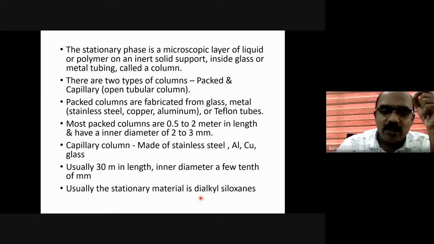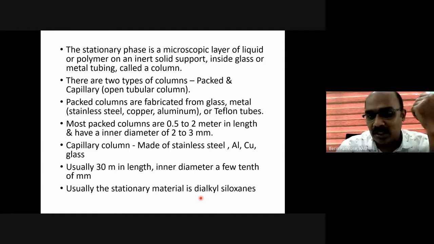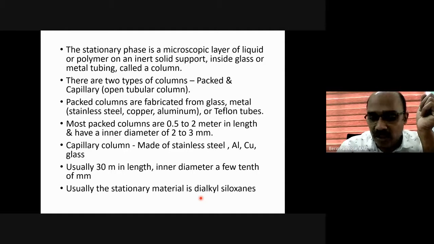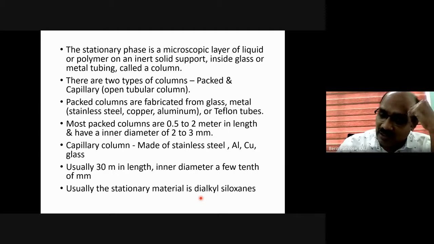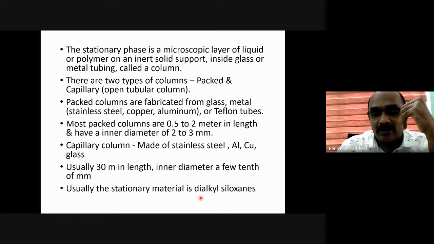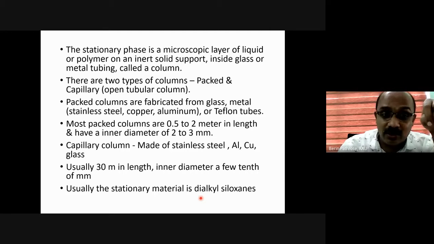This is a slightly bigger column. That means its diameter varies from 2 to 3 millimeter, but its length is small. Length is 0.5 to 2 meter. But nowadays, it's not the packed column, which has shorter length and wider diameter, that we use. What we normally use is the capillary column.